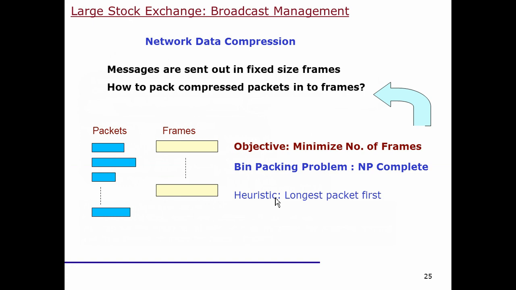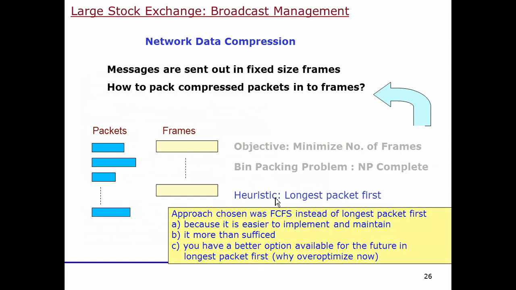While this heuristic was chosen, it was not implemented in the first round. What was implemented in the first round was a simple first come first serve, because it was found to be very easy to implement and maintain, and at that point in time it sufficed for the bandwidth, and you also thought about the future. As we said, don't over-engineer at a given point in time, and in case the need is felt and you want more optimization, you can always revert to longest packet first at a later point in time. So that's the whole idea about performance engineering: never over-optimize if it is not really required.